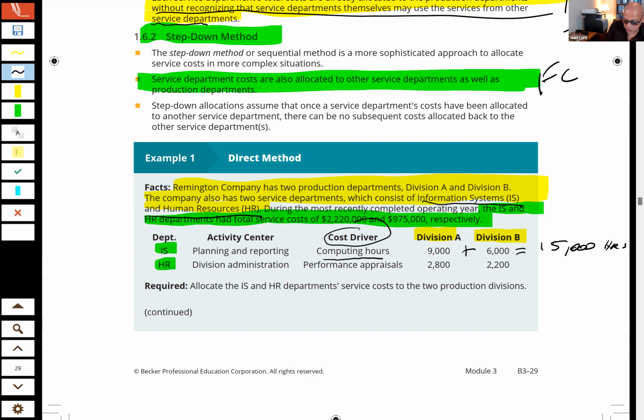And then performance appraisals is what HR is using. We go ahead and we add those together. That's a total of 5,000 appraisals. Okay, so we will use those to figure out how much of these relative costs we will apply to the production departments A and B, depending on how much of that they use.